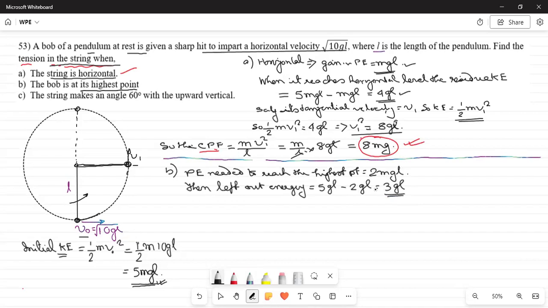This 3 mgL, in a very similar way to what we have done here, will produce the tangential velocity. Once again, if the velocity at this point is v2, then half m v2 square is equal to 3 mgL.